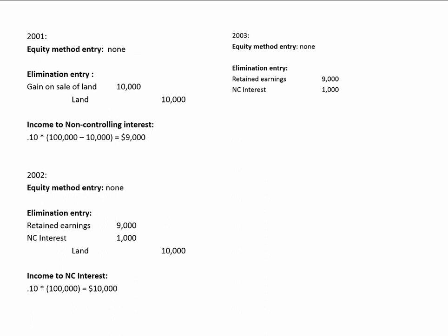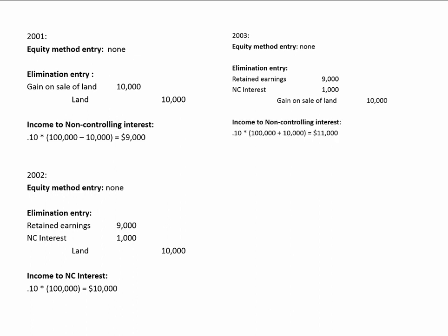For the elimination entry, we again carry forward that unrealized gain for the final time. Again, in 2003, Big's beginning of year retained earnings is still overstated, so again we have to lower their retained earnings by $9,000. And on the credit side, that $10,000 gain from the sale 2 years ago is finally being realized. So now we're going to go ahead and recognize it on the consolidated income statement.